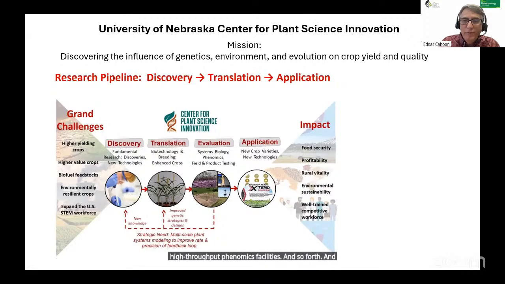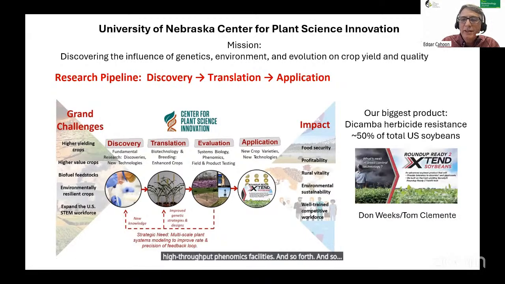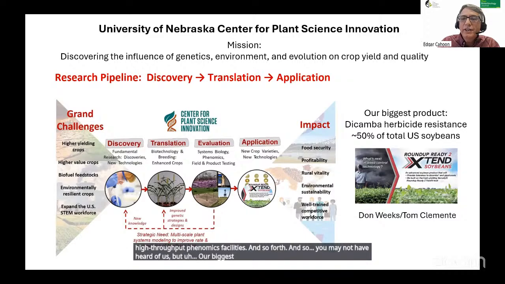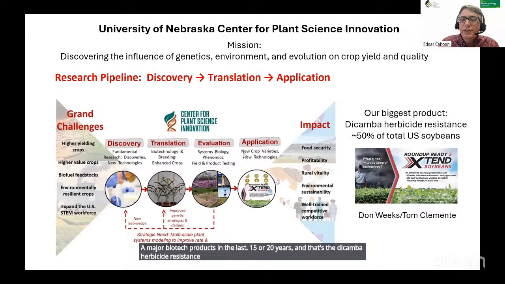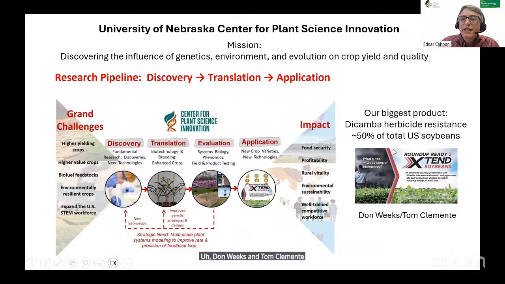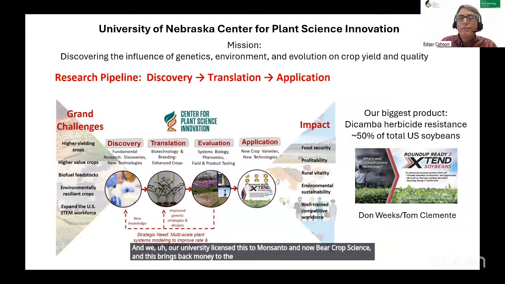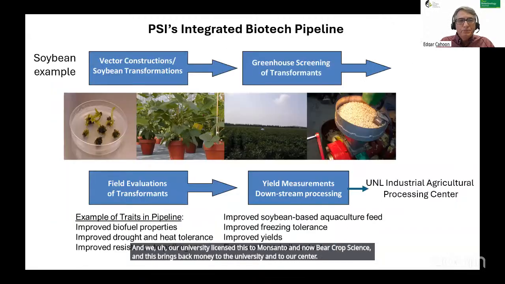And so you may not have heard of us, but our biggest product actually is one of the major biotech products in the last 15 or 20 years, and that's the dicamba herbicide resistance trait that was discovered by Don Weeks and Tom Clemente in our center. And this is now in 50% of the total US soybeans. And our university licensed this to Monsanto and now Bayer Crop Science, and this brings back money to the university and to our center.